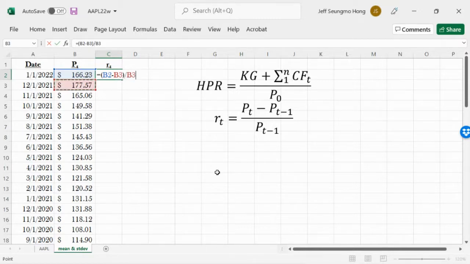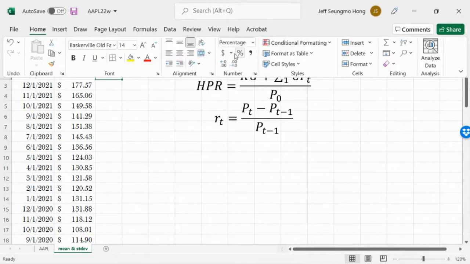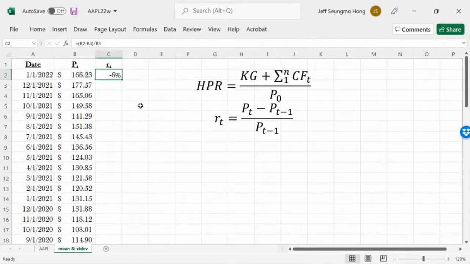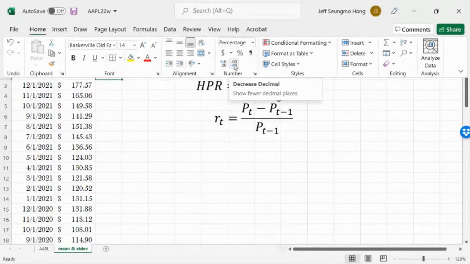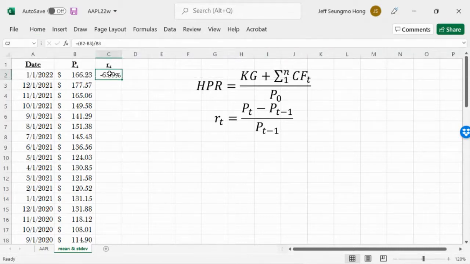Now here's one more thing. Let me hit enter, and this is not in percentage, so I'm going to put it into percentage, right? There you go. And don't leave it rounded. Give it at least two decimal places. I've been telling you, excessive rounding is distorting the picture, distorting the fact. So give it like 2 to 3 decimal places.